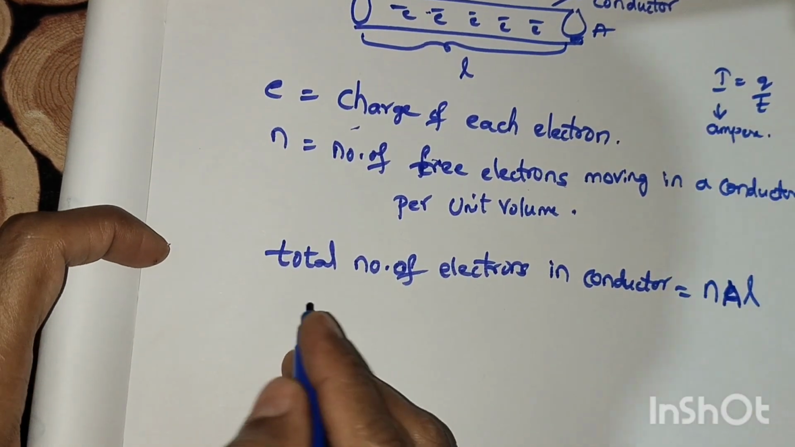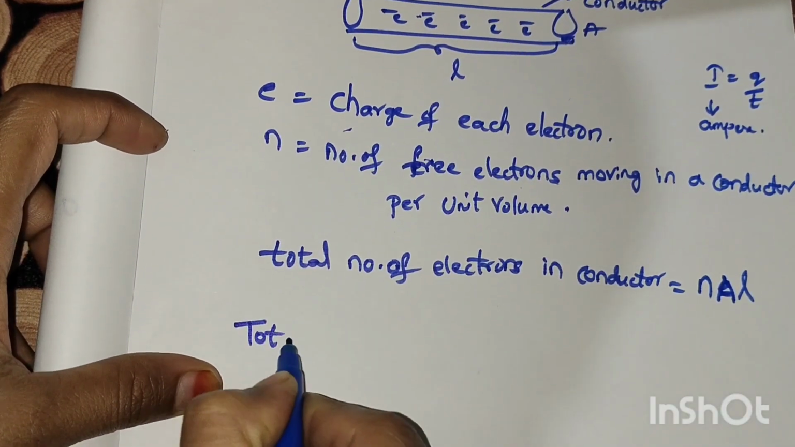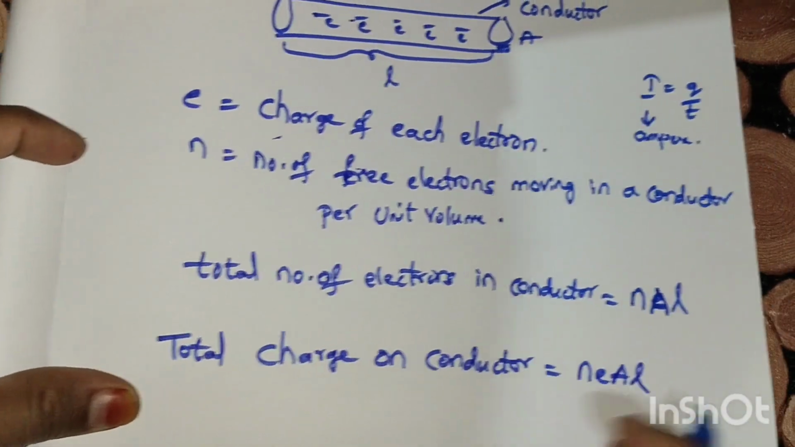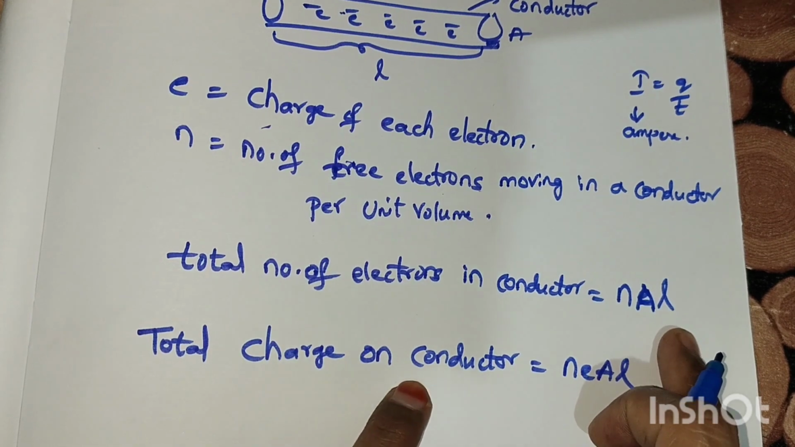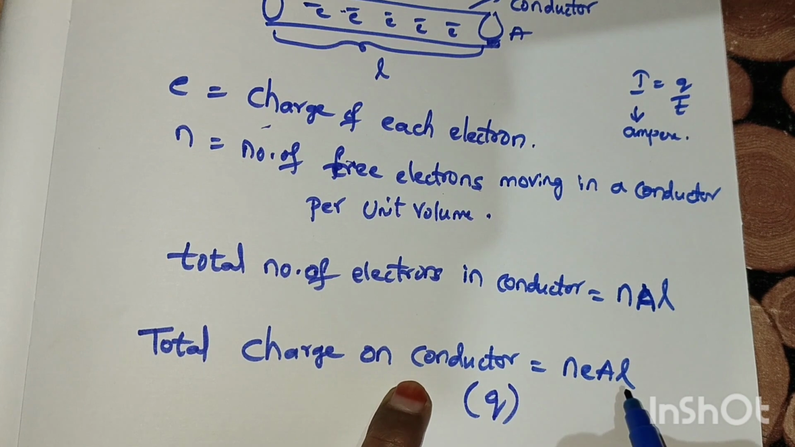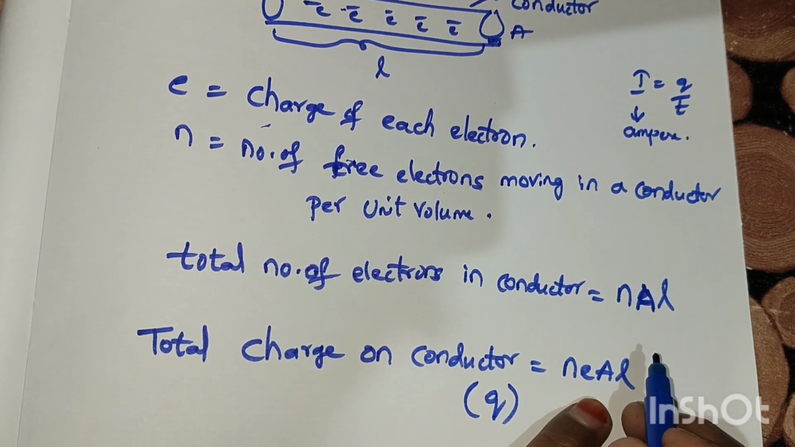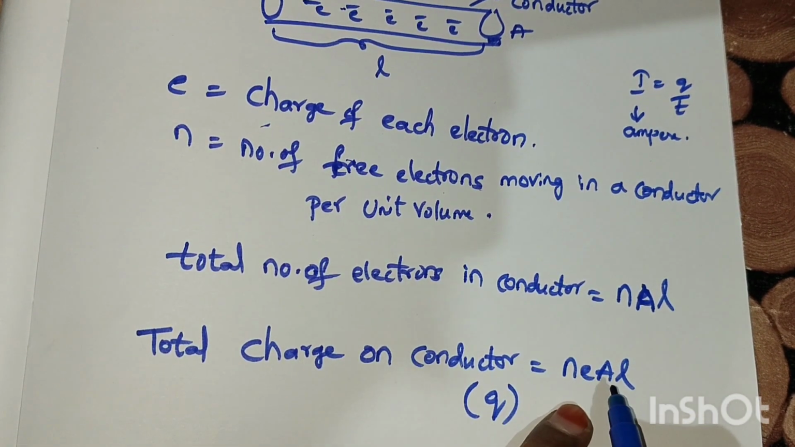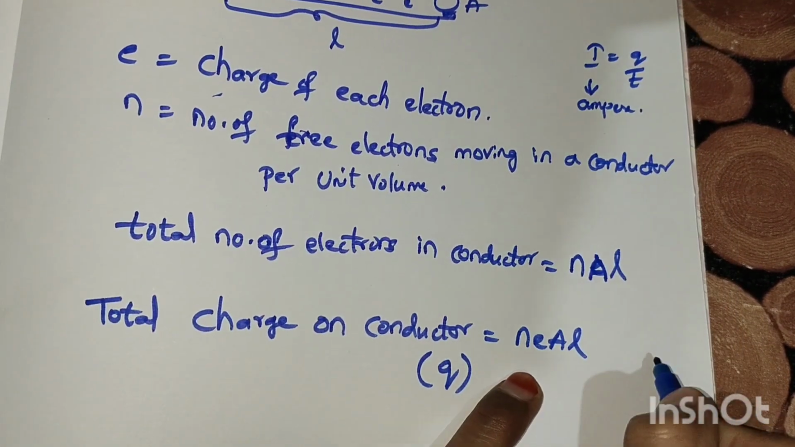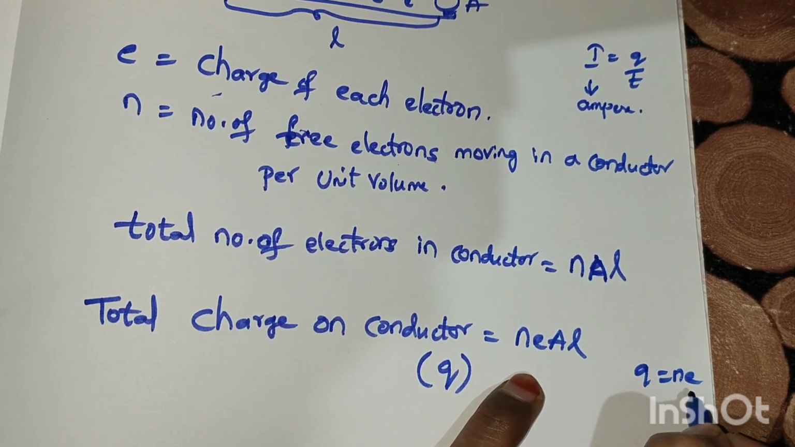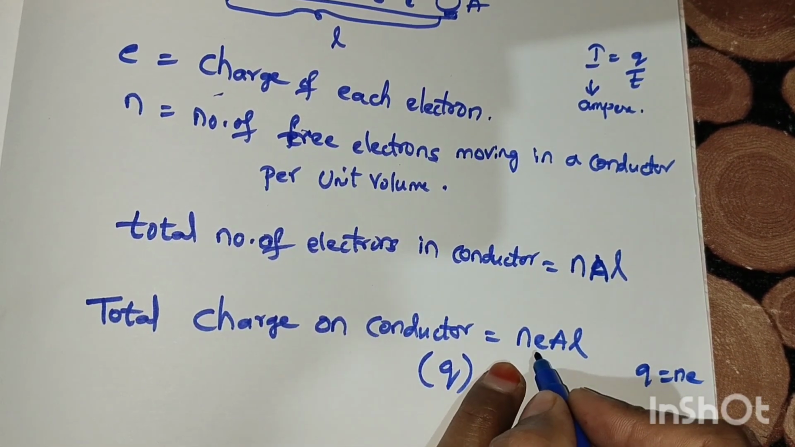Now the total charge on the conductor is equal to NeAL. The total number of electrons in the conductor is NAL, but the total charge on the conductor, that is Q, is Q equals NeAL. Why NeAL? Because the number of electrons passing through the conductor of area of cross section A and length L is NAL, and each electron has charge e. I said in the previous class that Q is equal to Ne, where N is the number of electrons and e is the charge of each electron. So I am writing Q as NeAL.